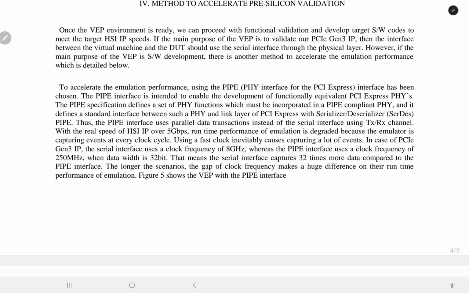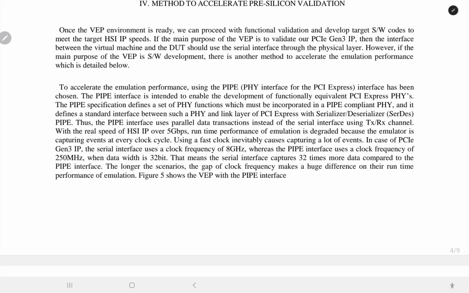With the serialization and deserialization status, the PIPE interface uses parallel data transactions instead of a serial interface using TX-RX channels. With a real speed of HSI IP over 5 Gbps, the runtime performance of emulation is degraded because the emulator is capturing events at every clock cycle.